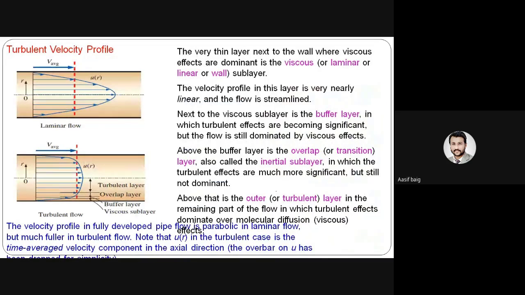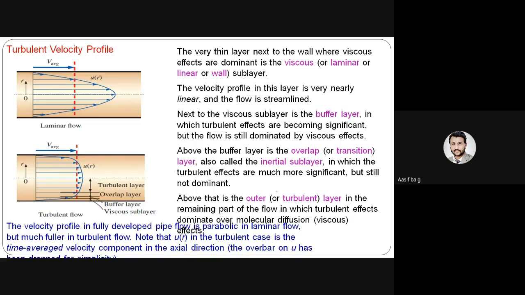Now, what is the turbulent velocity profile? The very thin layer next to the wall where the viscous effects are dominant is the viscous sublayer, which is also called the laminar or the linear sublayer. The velocity profile in this layer is very nearly linear and the flow is streamlined. Next to the viscous sublayer is the buffer layer, in which turbulent effects are becoming significant, but the flow is still dominated by the viscous effect.